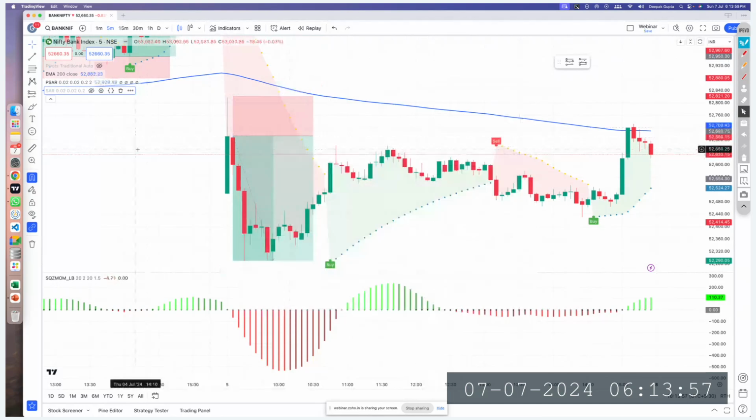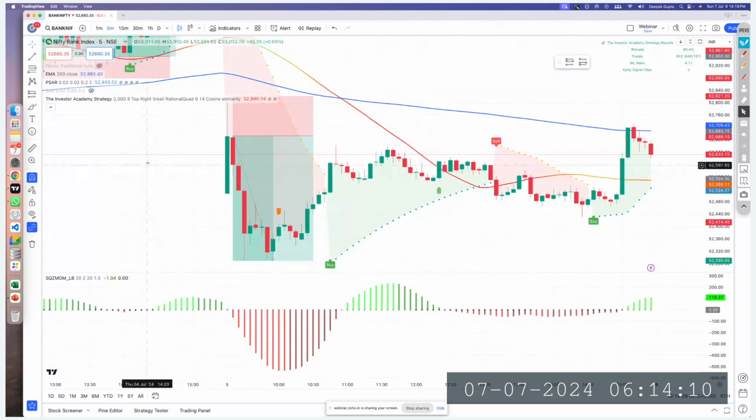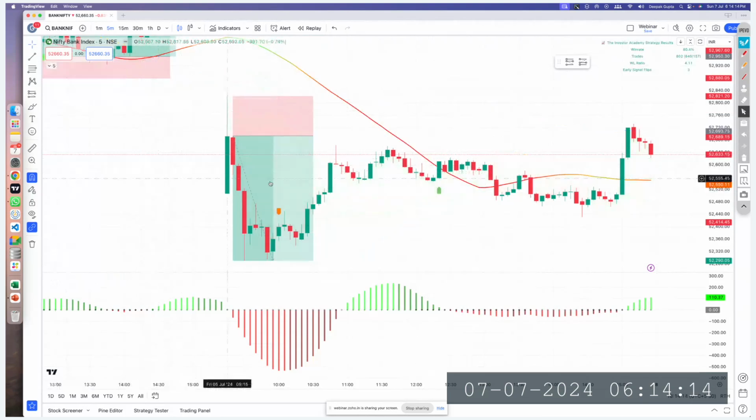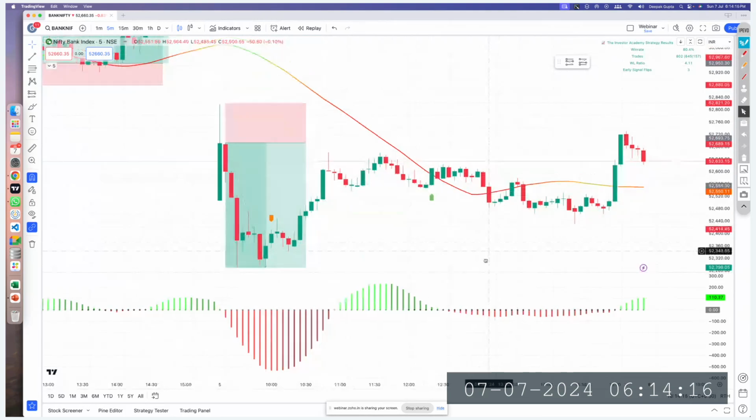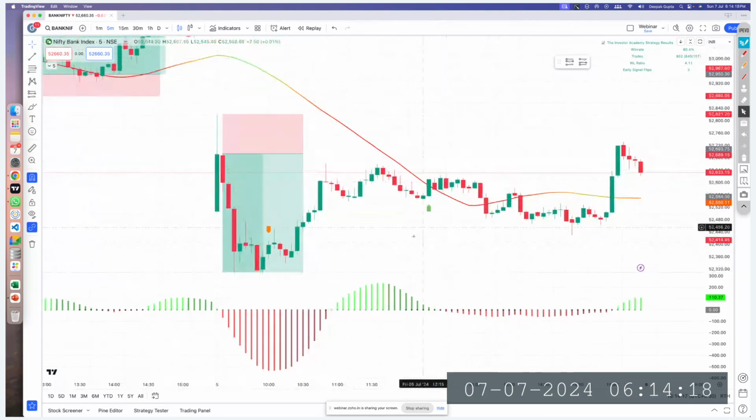So I add that, the Investor Academy. It is based on machine learning and artificial intelligence, which generates buy and sell signals. It's loading at the moment, and now you can see, if I remove everything else, purely this indicator: a trend line, and these arrows that indicate buy and sell.